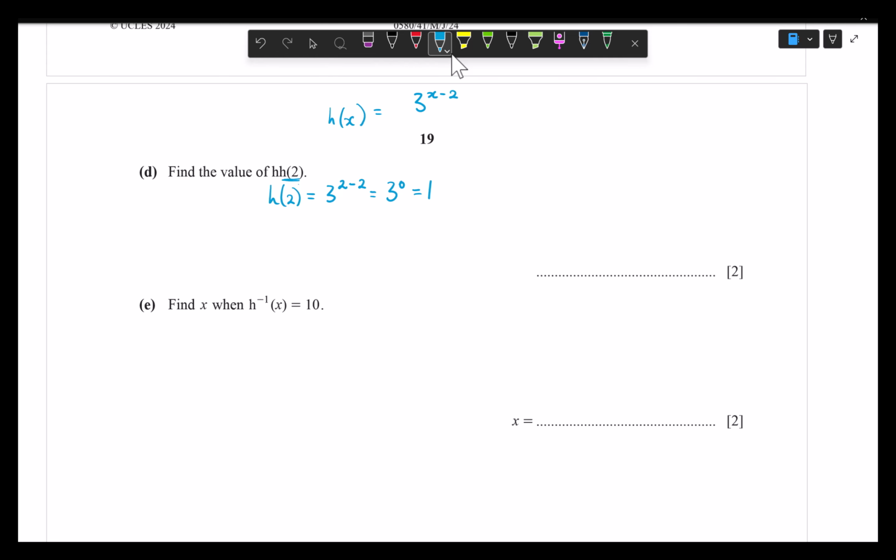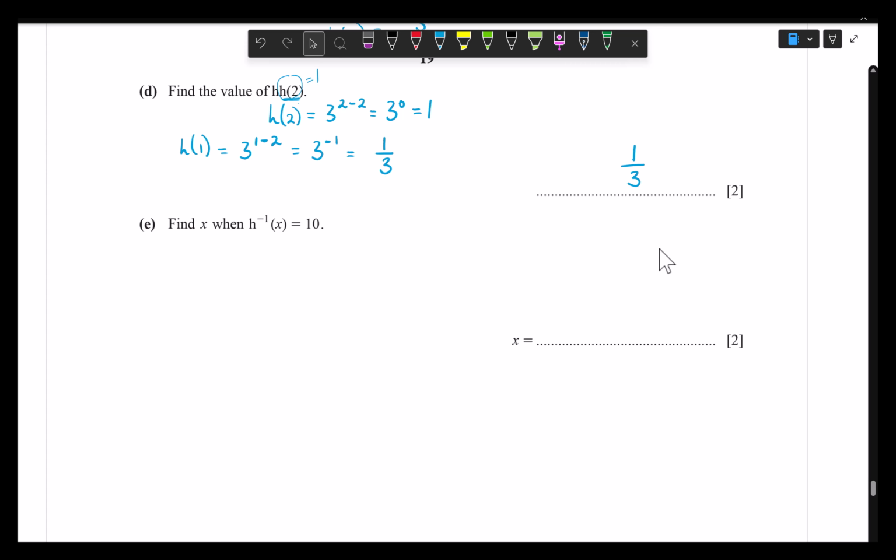We're going to move over and find h of 1, because h of 2 is equal to 1 as we've just calculated. So now we're finding h of 1, and that is going to give us 3, where we have x, now replacing it with 1, and we have 1 minus 2, that is negative 1, which we can rewrite as 1 over 3. So this is our answer, 1 over 3.